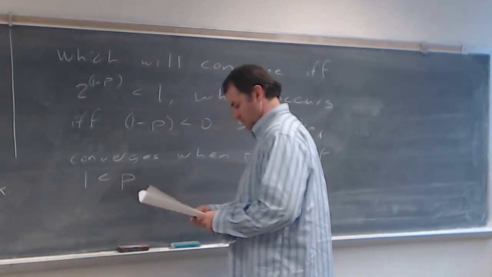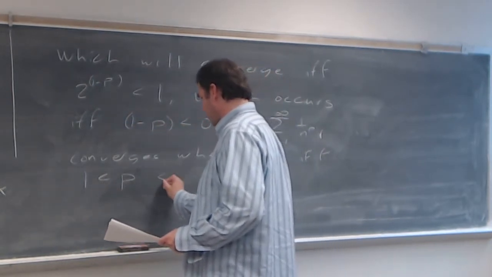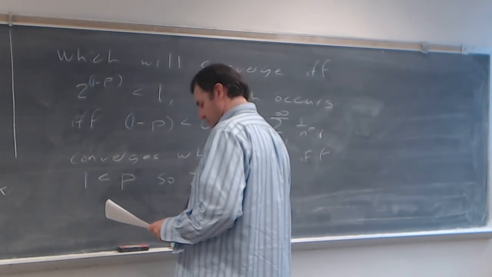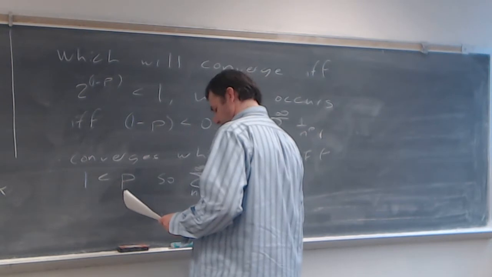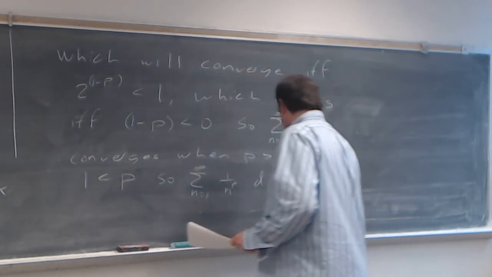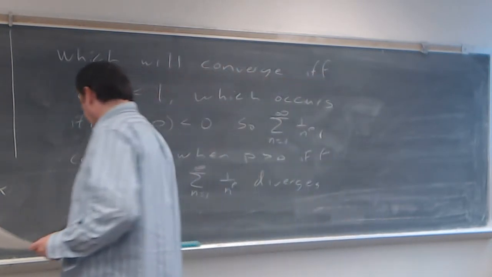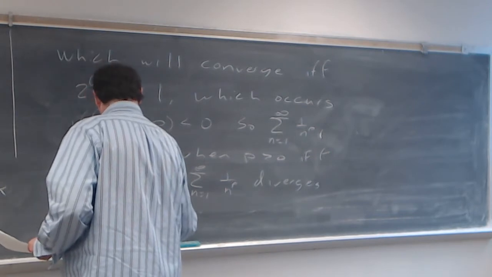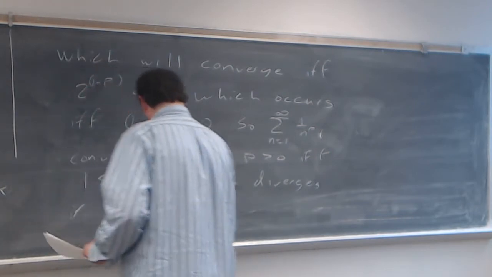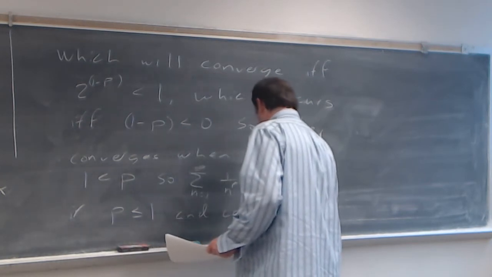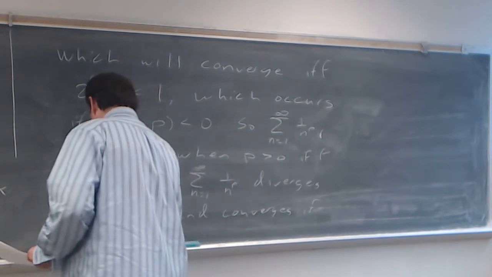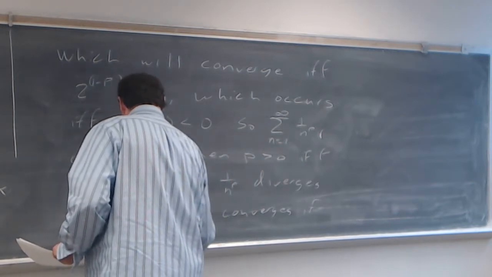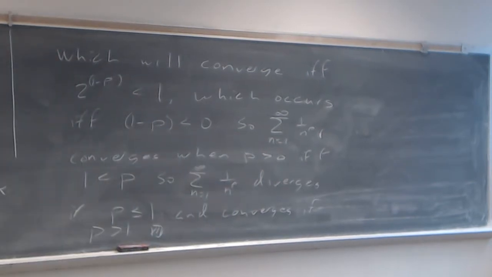And that is essentially our proof, but I'll write a concluding statement. The series as n runs from 1 to infinity of 1 over n to the p diverges if p is less than or equal to 1, and converges if p is greater than 1. So that's the proof of the P-series test.